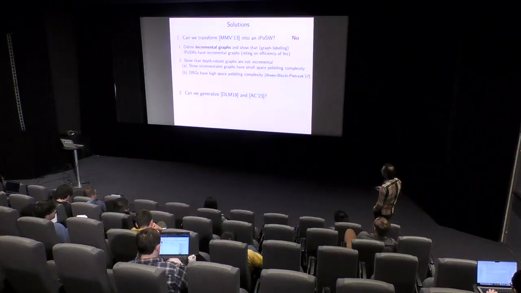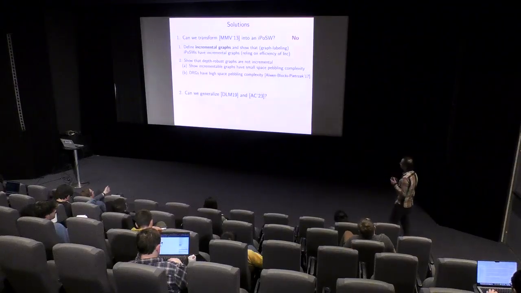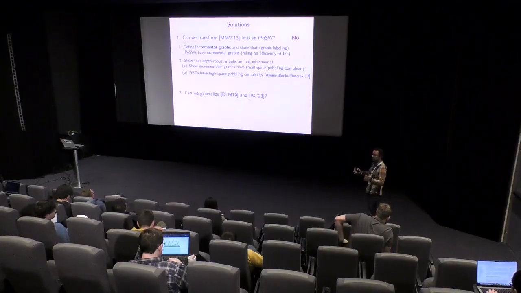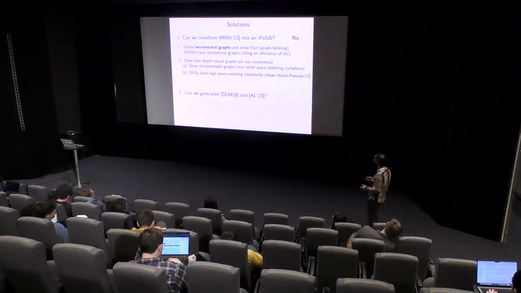We show that these incremental graphs that we just defined have small space bubbling complexity. If you don't know what bubbling is, let's just ignore it. These are combinatorial games played on graphs to be able to talk about the graph structure rather than the labeling and the computation on the graph.